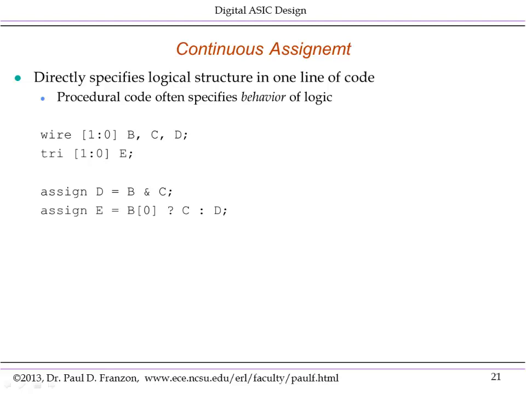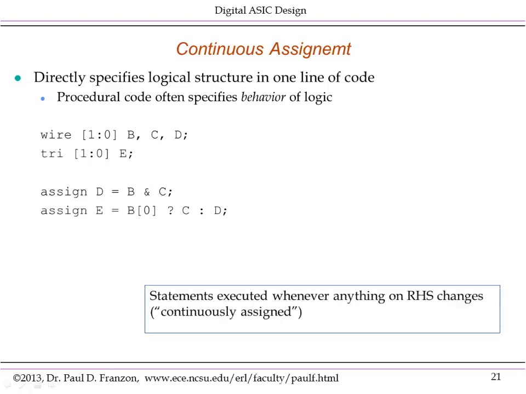statement. In contrast, procedural code is sometimes referred to as behavioral logic description because you can describe behavior such as using a case statement to represent a truth table. So here, the basic idea is that the statements are executed whenever anything on the right-hand side changes. That's why it's called continuous assignment.